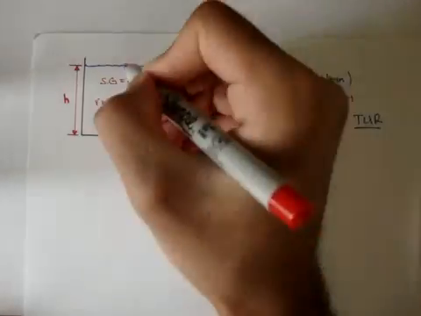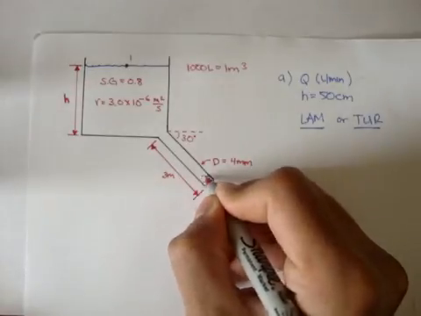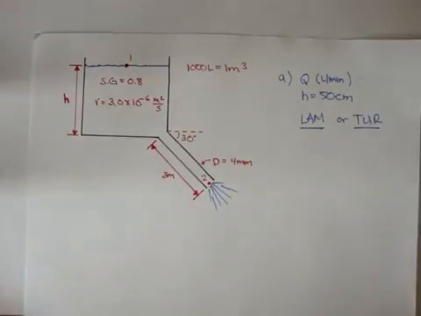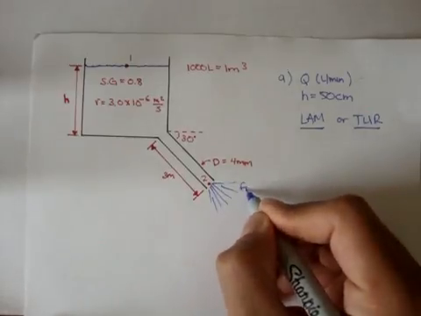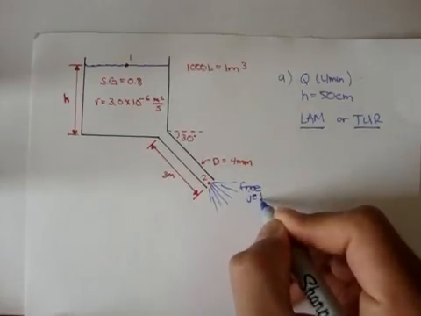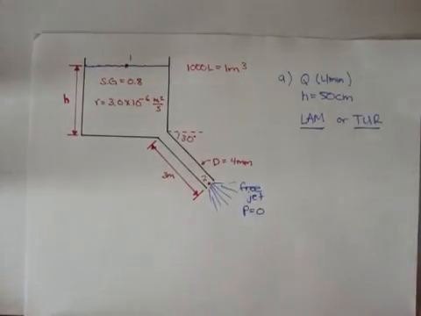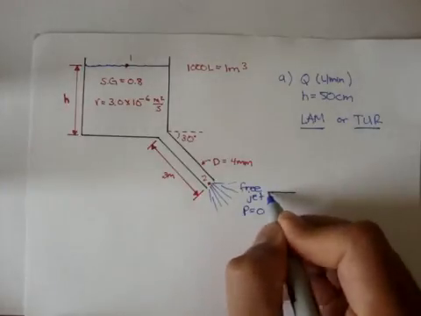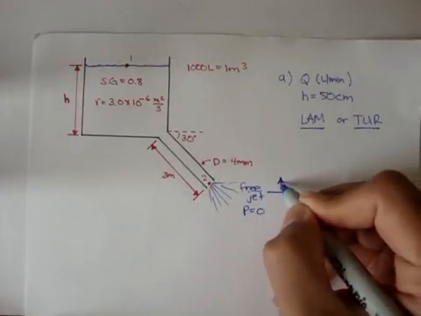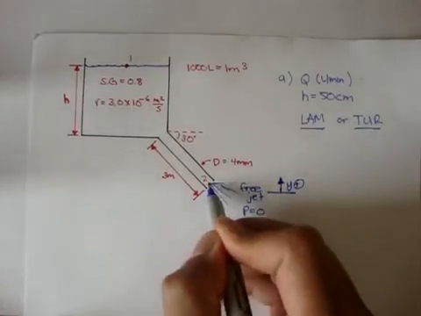Okay, and down here, actually let's label these points. I'm going to label this up here point 1, down here point 2, and notice here we have a free jet, right? The fluid is just coming out, so that means the pressure here is going to be equal to 0. Now if we set our datum down here at point 2, we'll say that's our datum down here at point 2.